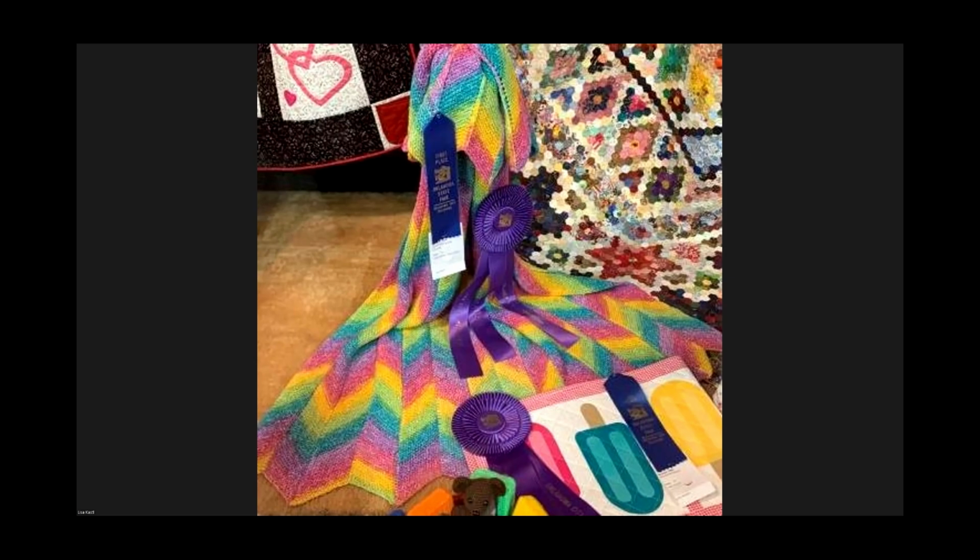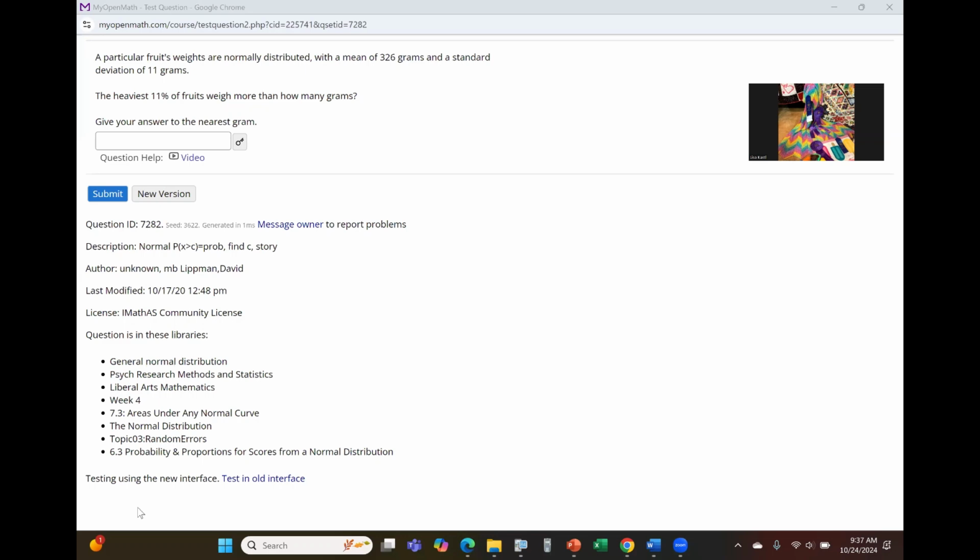All right, let me share my screen so we can see it in the recording. All right, for example, this problem. Get some stuff out of the way here a little bit.